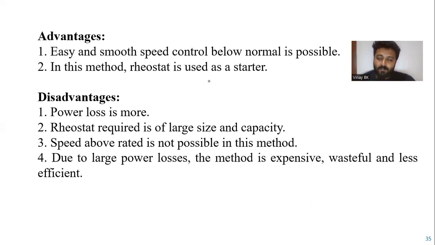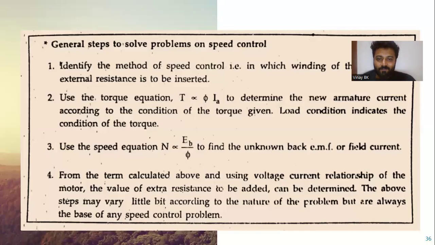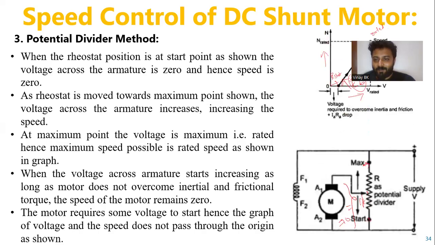The flux control method is used to control the speed which is more than the rated speed. The armature voltage control method is used to control the speed which is less than the rated speed. Okay, this is about the theory part.